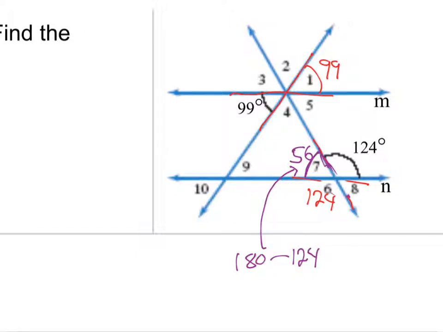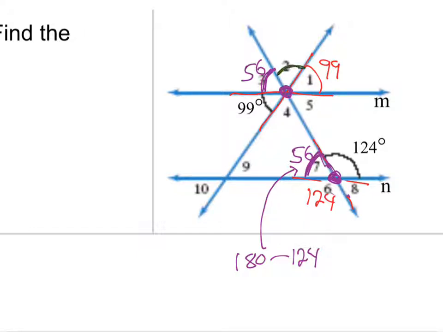Now, notice from this intersection to this intersection, upper left corner, upper left corner. Those have to be the same. This has to be 56 also. They're called corresponding. They're both in the same position of the two intersections, upper left, upper left. Okay, so now we're rolling.